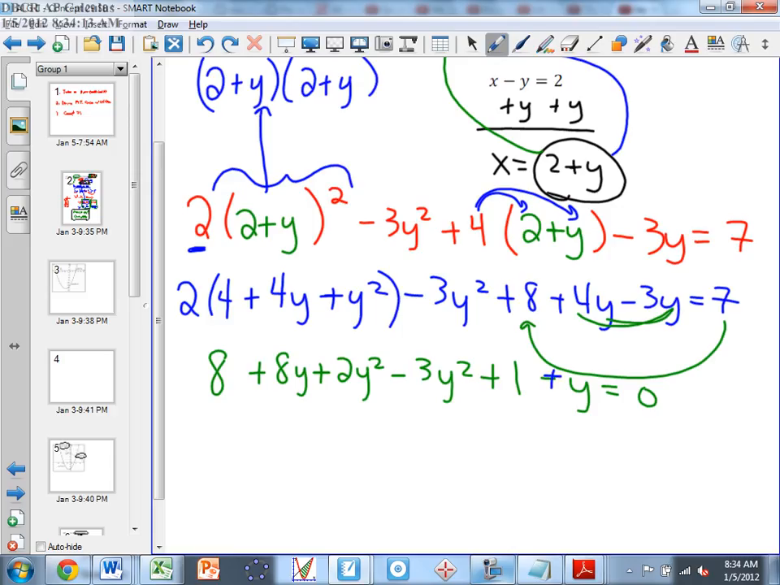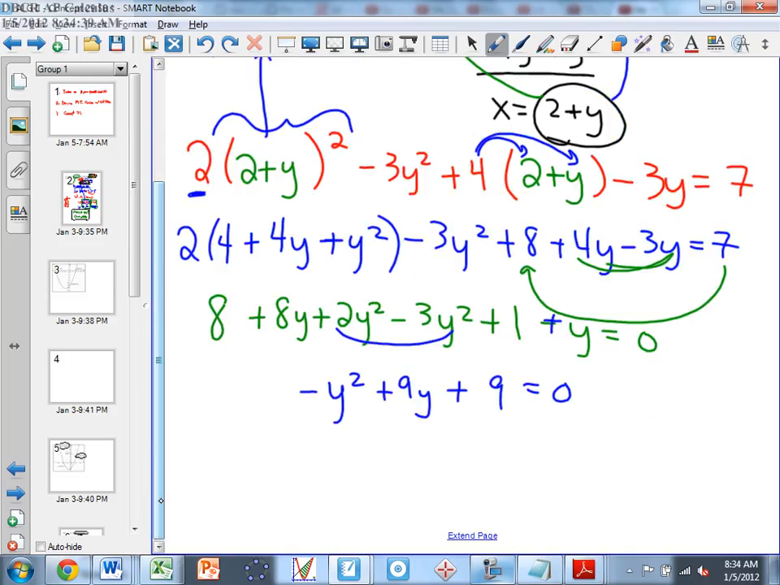For here, we have 2y squared minus 3y squared. What do I get for that? Negative y squared. Again, it's 2 minus 3, which is negative 1. Here, I've got an 8 as a whole number, then I got a 1. What does that become? Then I've got 8y here and a 1y here. 9y. Again, this 8 combined with this 1 over here, this 8y combined with that 1y right there.